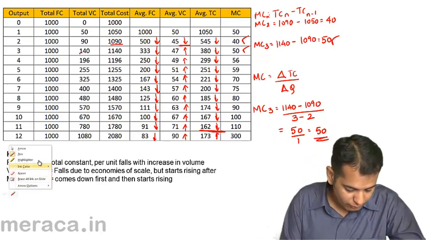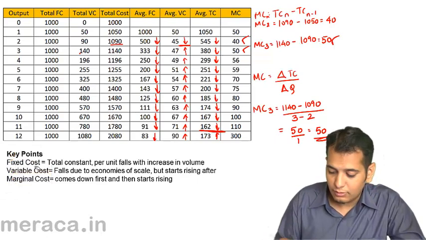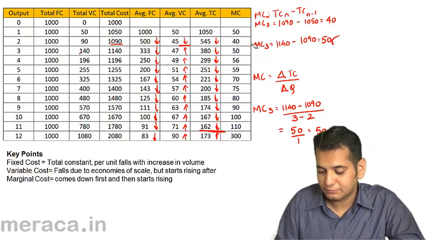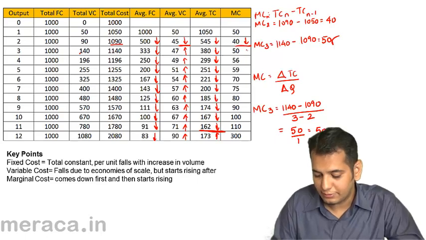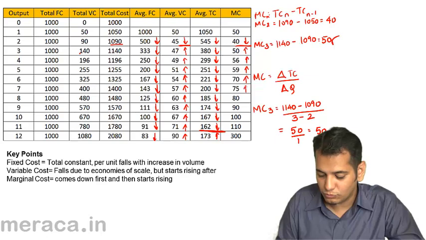Now in case of marginal cost, let's see what is the pattern. Marginal cost, if you see, initially falls and then after a point it tends to rise and then goes on rising continuously.